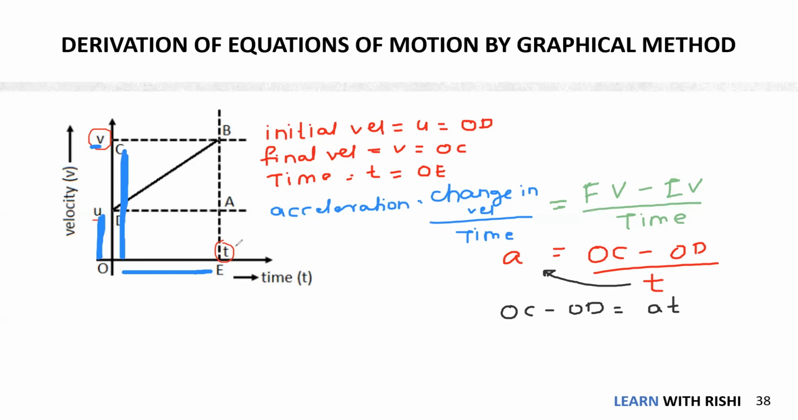Now from the graph, what is OC? From the graph, OC is nothing but v, OD is nothing but u, is equal to at. So v minus u is equal to at. Now rearranging this again, we will shift this minus u to the right hand side. So it will become u plus at. So this is our first equation of motion which we have proved from the graphical method.